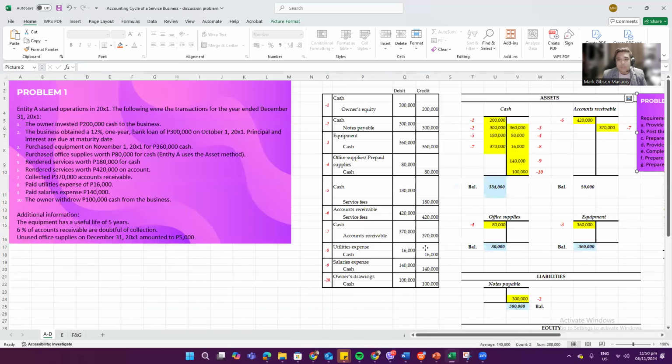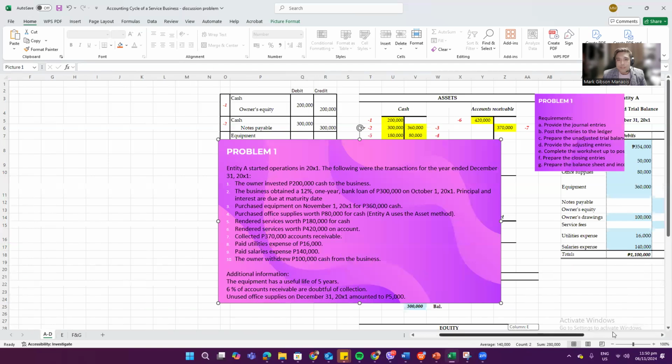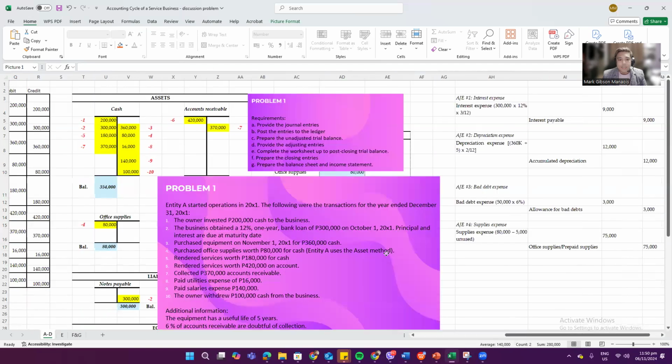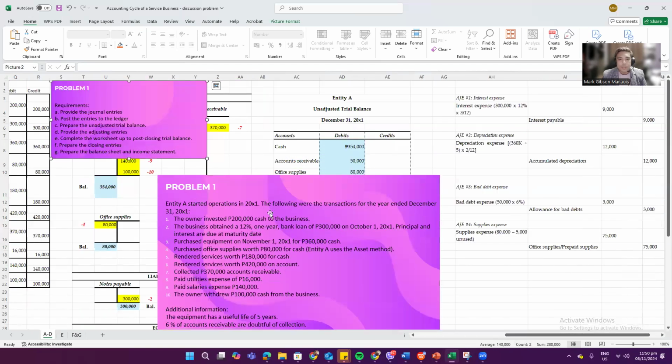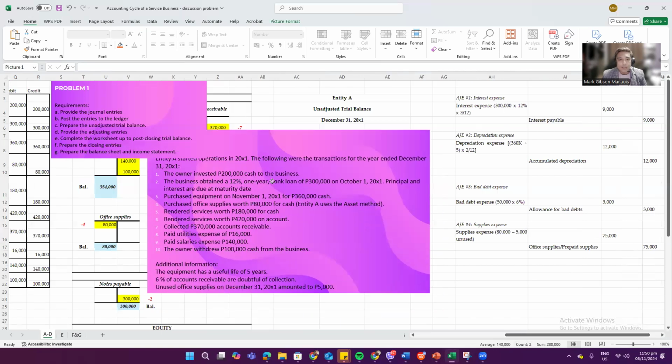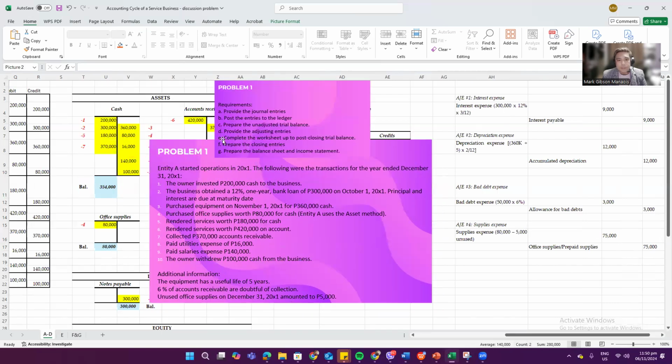Lapit ko lang ulit tong given para at least side by side. Okay na tayo sa requirement C. Let's now go to requirement D, provide the adjusting entries.